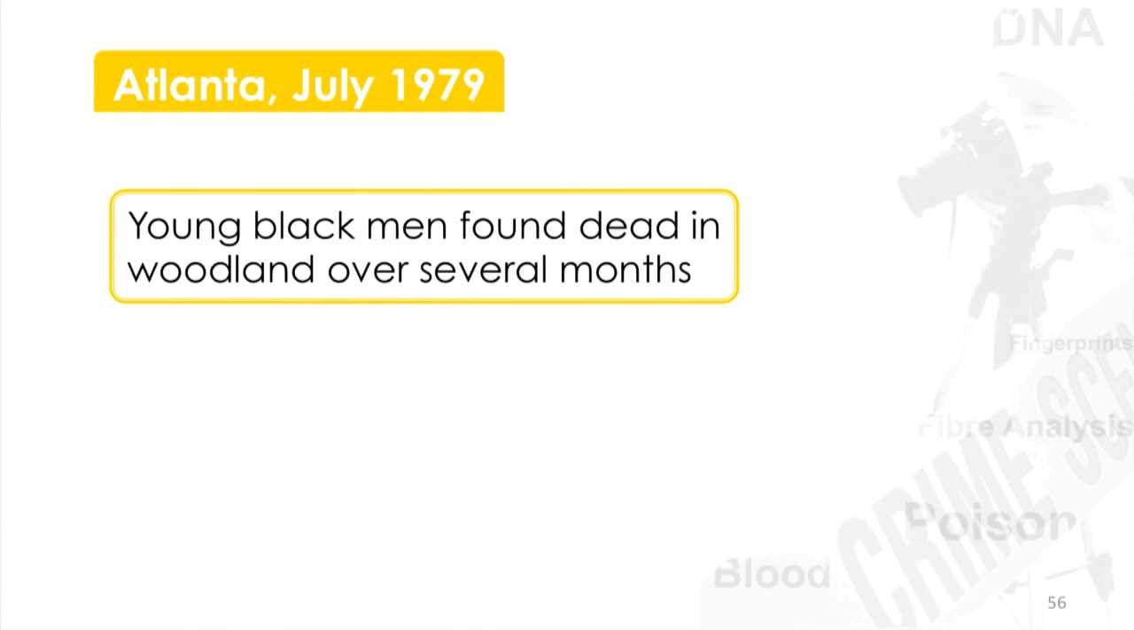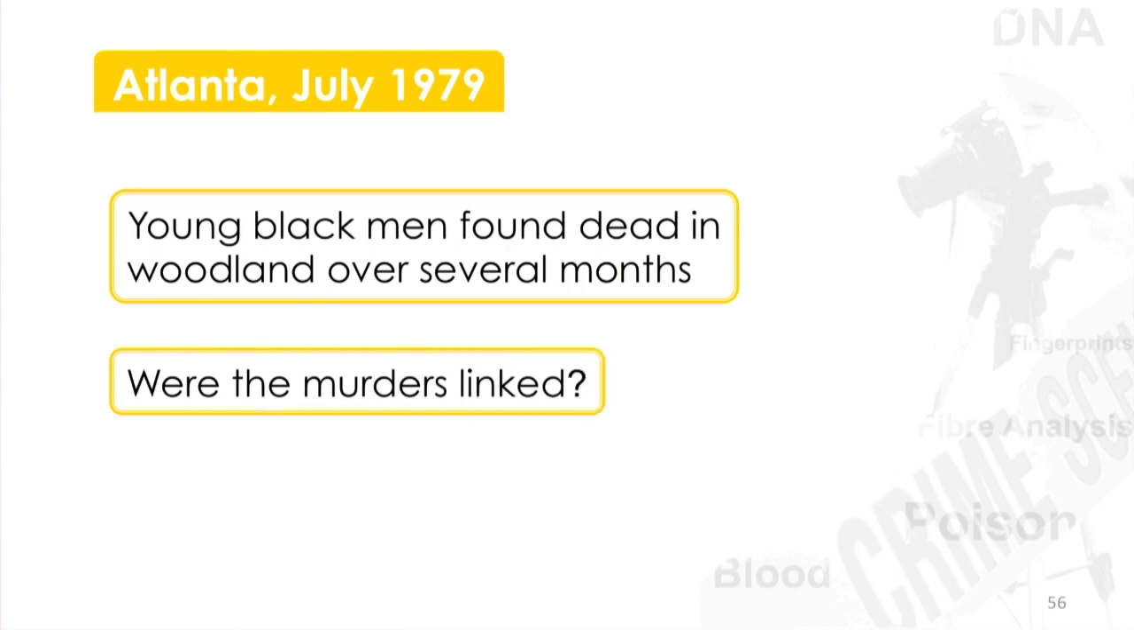One of the best-known fiber cases is the case of Wayne Williams. And this is in Atlanta, Georgia, back at the end of the 70s and the beginning of the 80s. So starting in July 1979, the bodies of young black men were found dead in the woods of that area over a period of several months. And it seemed likely that these murders were linked to each other.